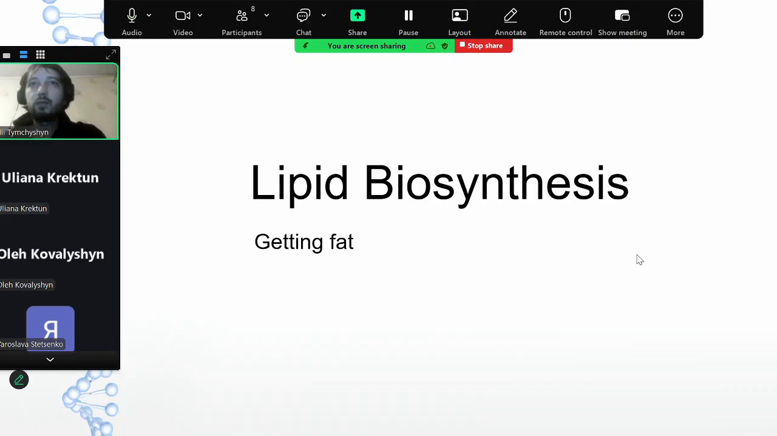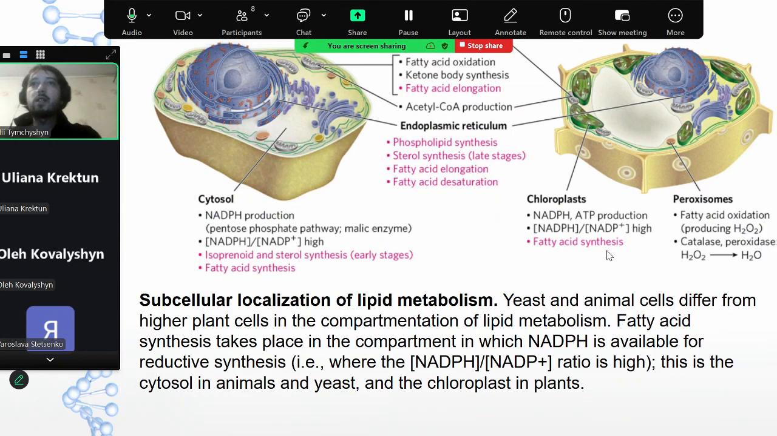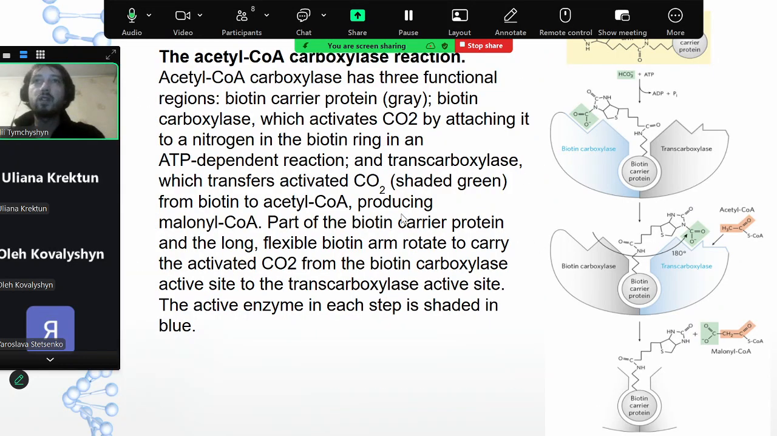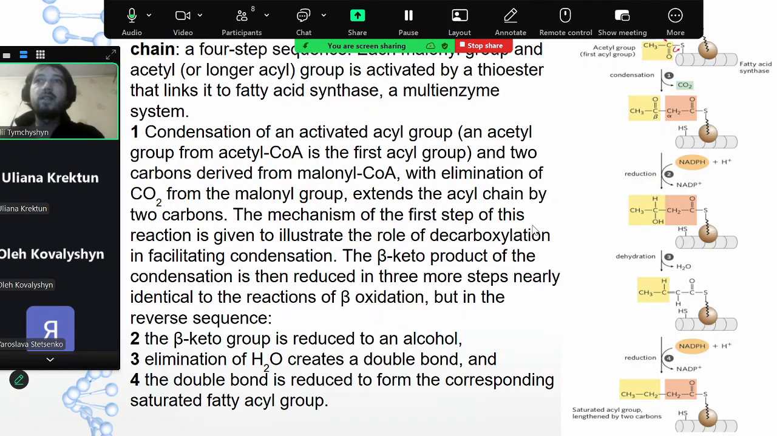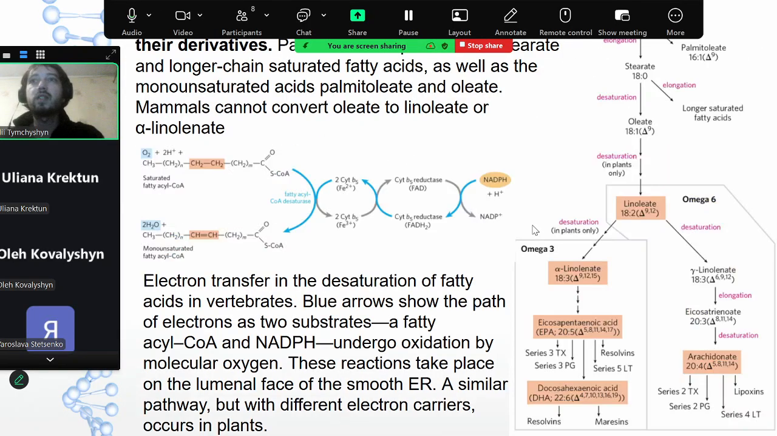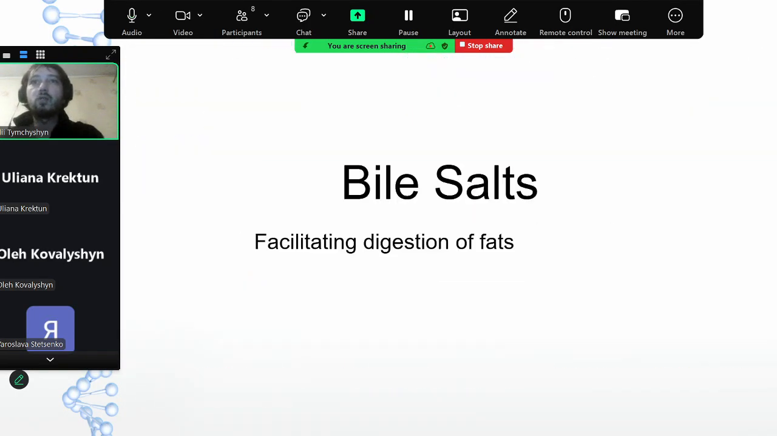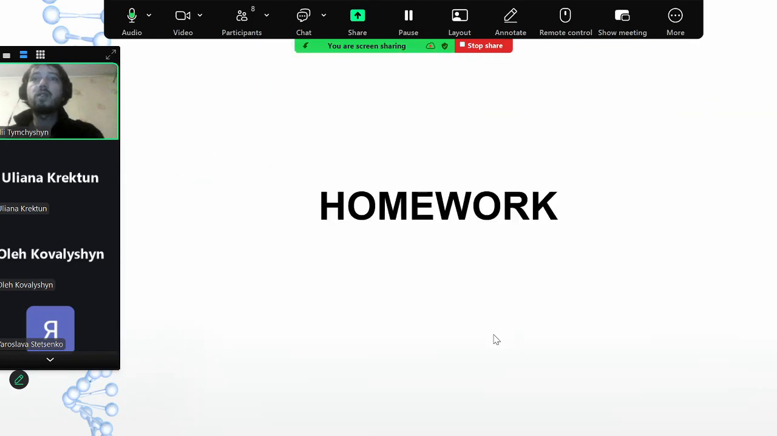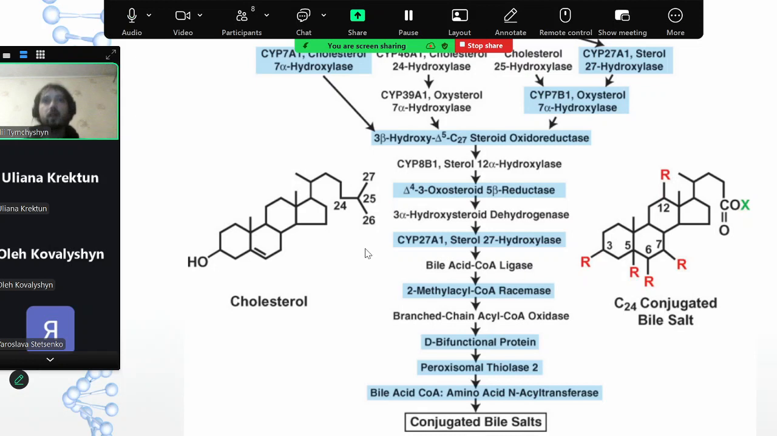Good. And lipid biosynthesis, I will probably leave for you as homework, just to look at these nice reactions, how they go, and how we synthesize all these lipids and bile salts as part of that lipid biosynthesis.